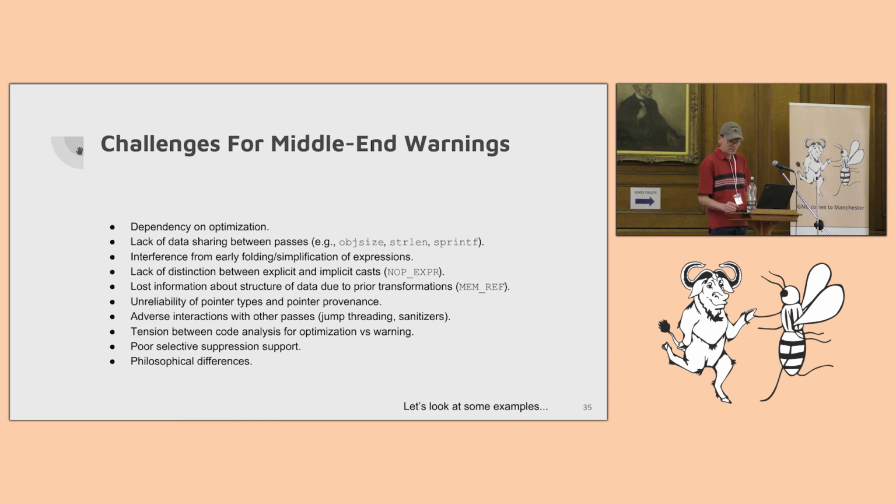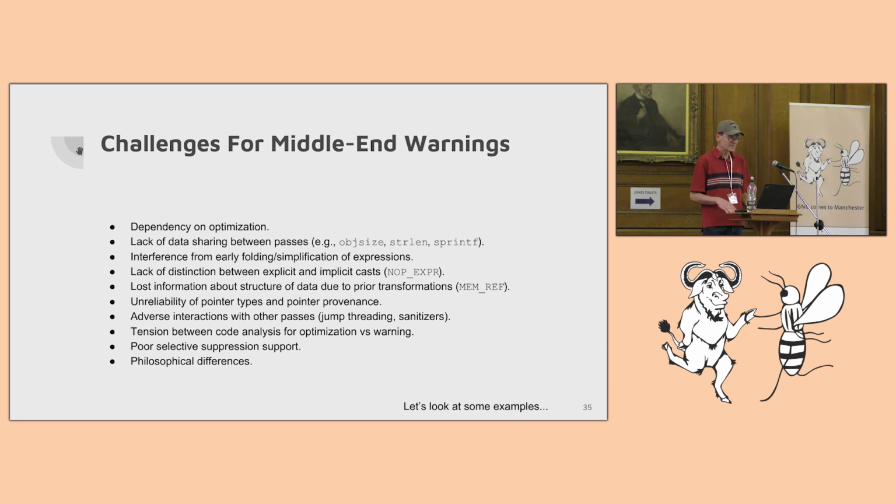What are the common challenges for middle-end warnings? Well, one of them is the dependency on optimization. There is very little benefit without optimization. Some passes within GCC that compute their own internal information store that information only for the duration of the pass and don't necessarily expose the information to other passes in the form of a nice API. So one example would be the object size pass that computes the size of an object that is being referred to by a pointer. The information is available within the pass itself, but it's not exposed to other passes, so the other passes don't benefit from that analysis.